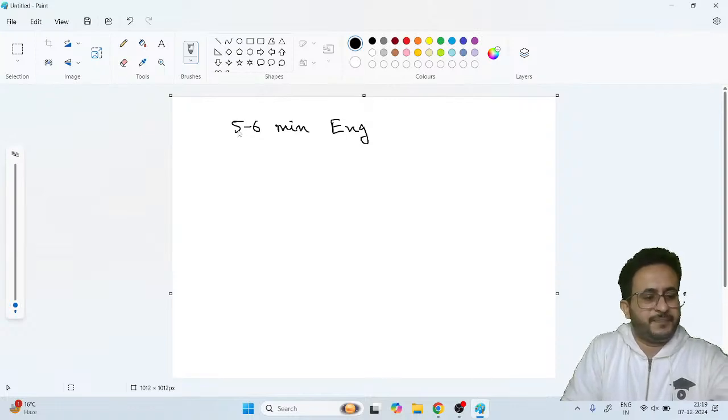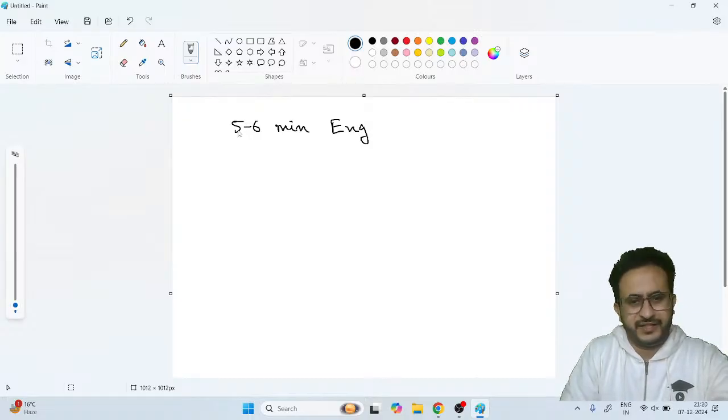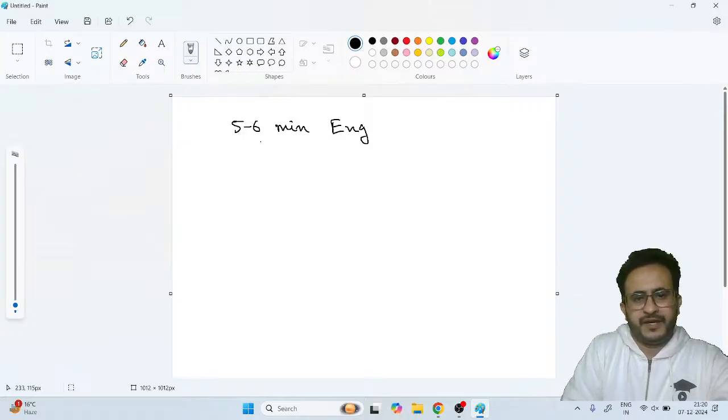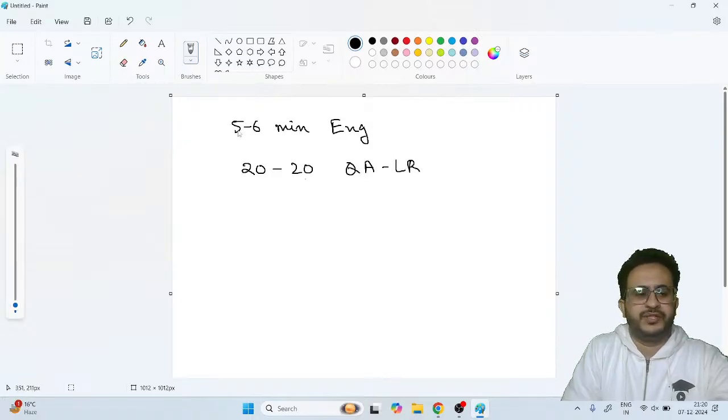Be ready for any surprise elements, because this time they have mentioned RC. I don't think they will give it, but if you get something off topic, ensure that you are prepared for those things. So 5 6 minutes for English, then give equal time, like I would say 20 20 minutes, to quant and LR. Give both these sections 20 20 minutes, because last year what happened was that in one of the slots, slot 2, quant was easy.